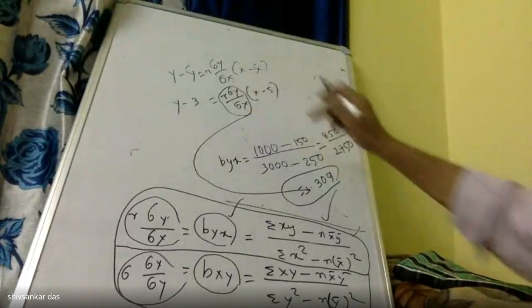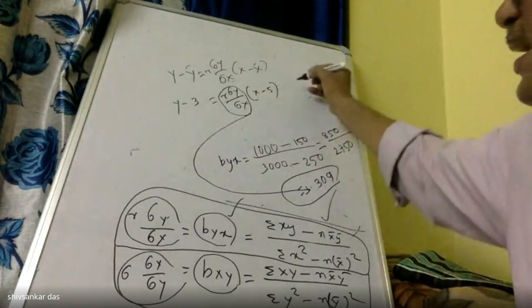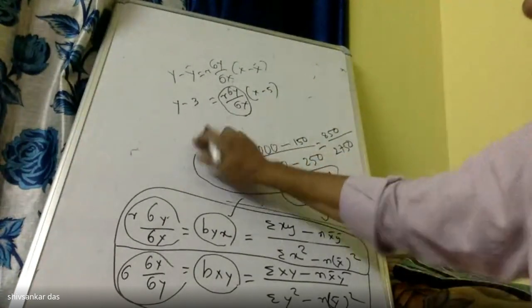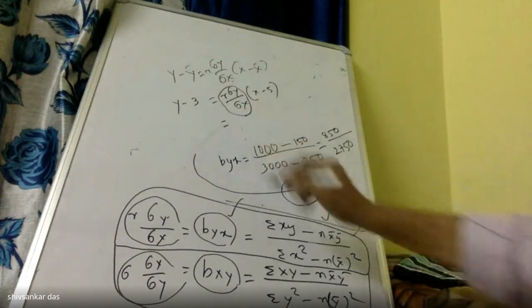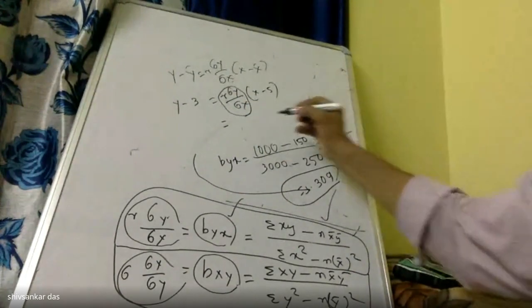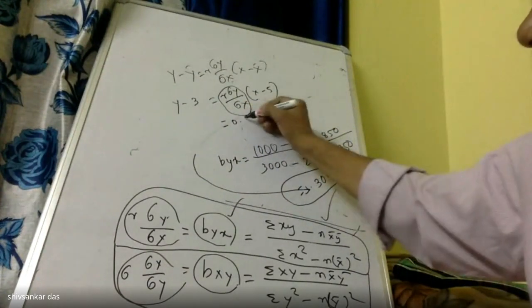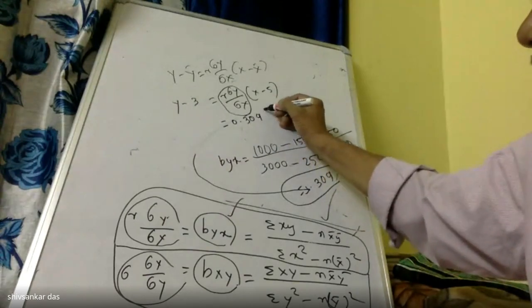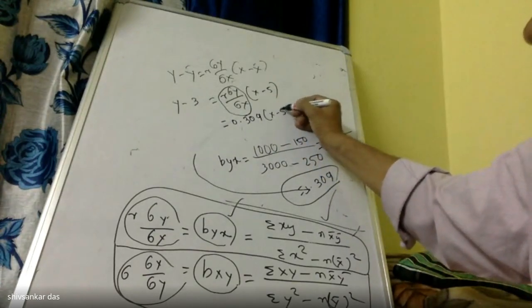This is the regression coefficient. So we can write y minus 3 is 0.309 into x minus 5.